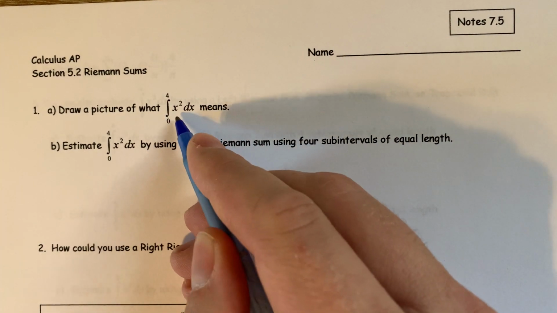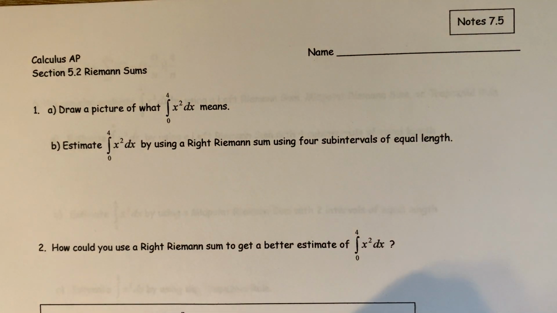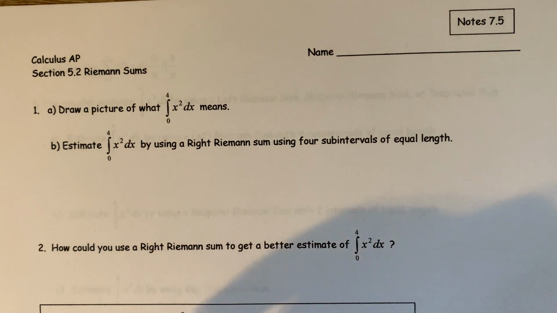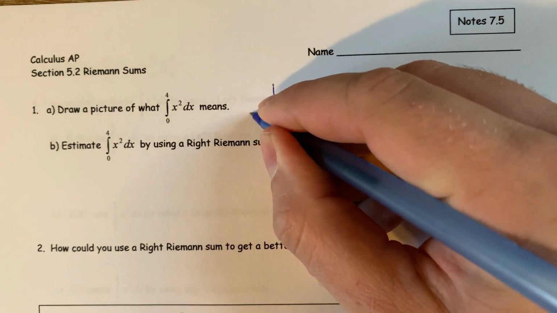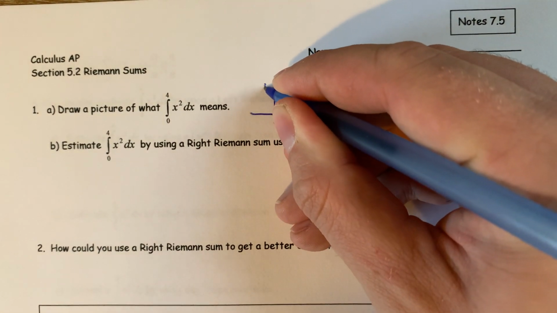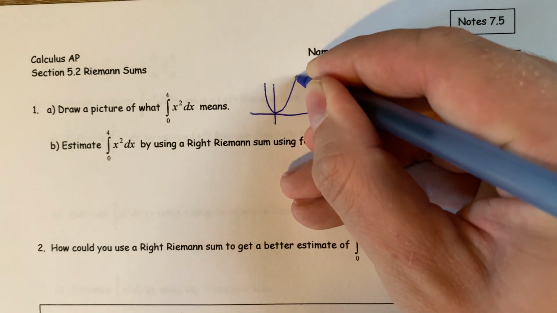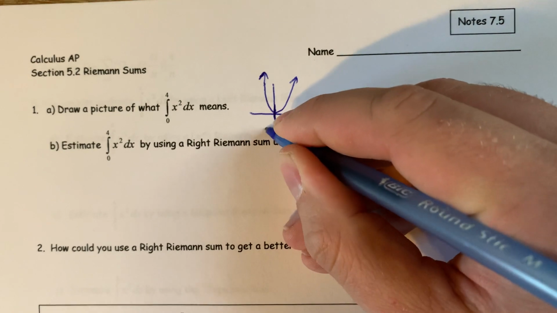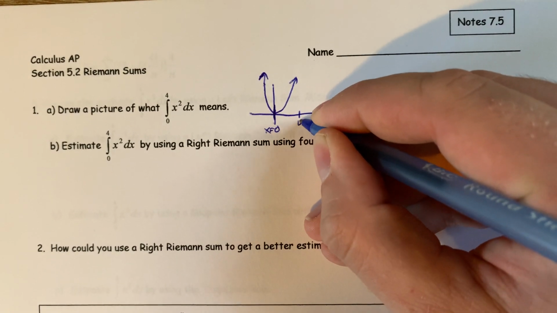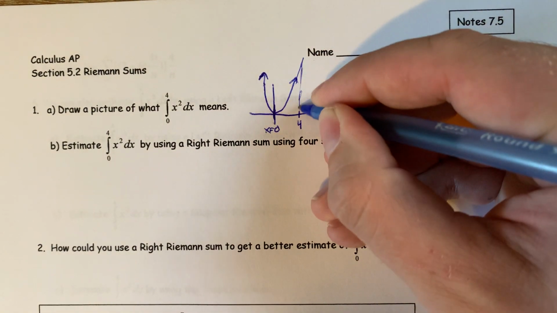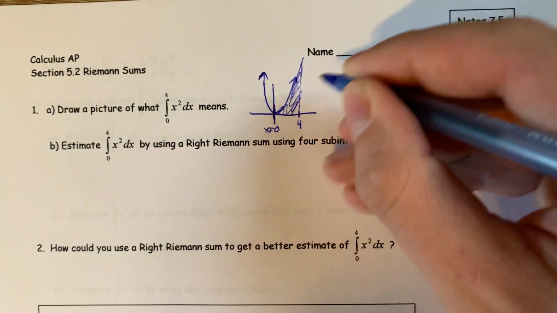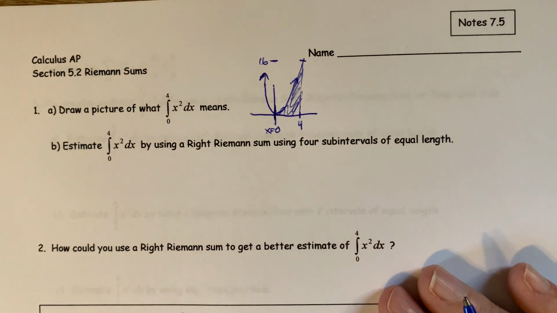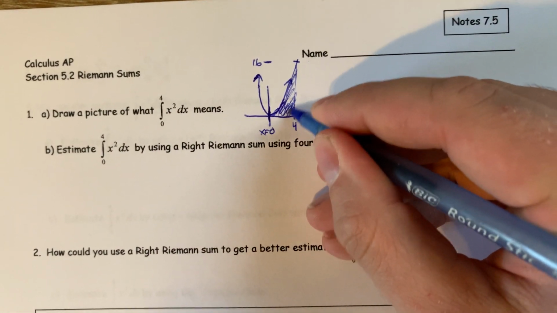So draw a picture, just on your own paper, of what the integral from 0 to 4 of x squared means. And hopefully you were able to say that, okay, well, x squared is the function, y equals x squared. It looks like this. And it's the area between x equals 0 and x equals 4. So it's like this area, okay? And this is up at 16. Okay, so there's our nice labeled graph. This is what the integral from 0 to 4 is.